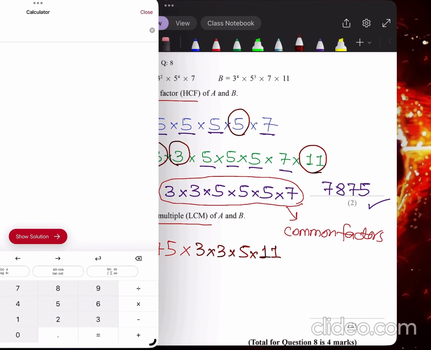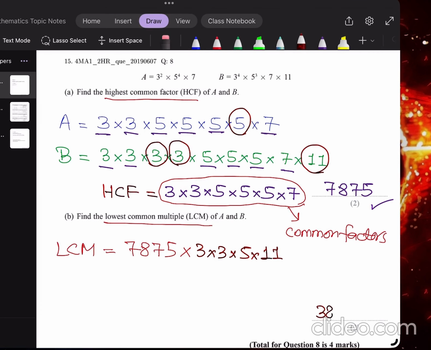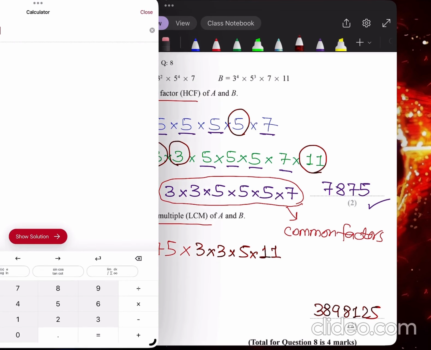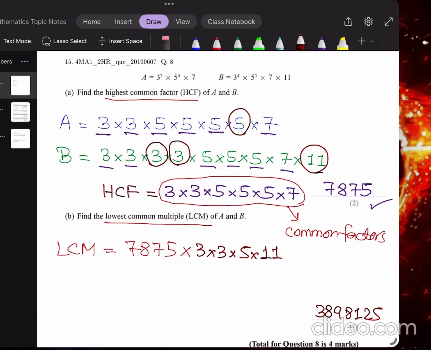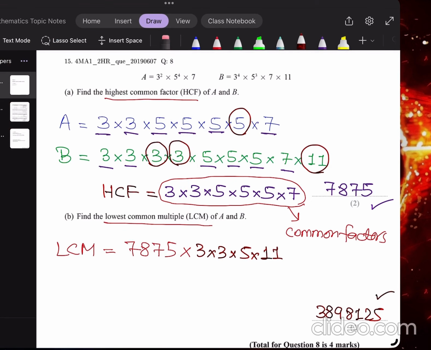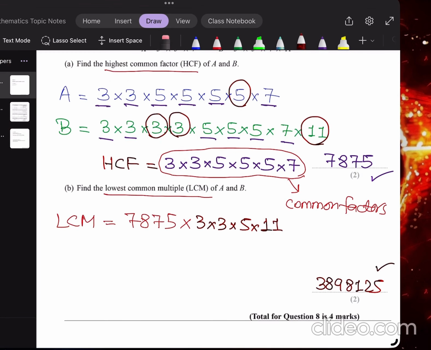Let's move to the calculator, since we have already calculated 7875. So I will multiply by 3 times 3 times 5 times 11. Sorry, 11. The answer is 3898125. You can cross check it. Yes, that will be the LCM of the numbers.